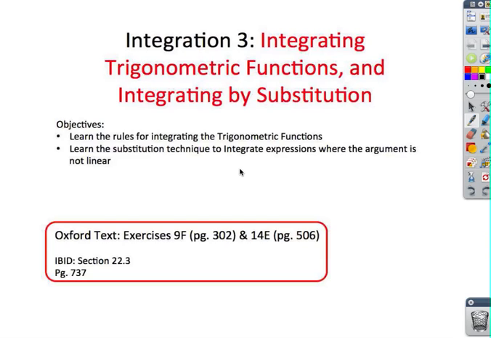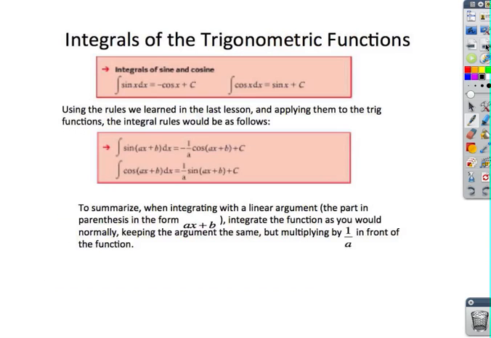Today, like I said already, we're going to learn how to integrate the trig functions, and we're going to learn a new integration technique called substitution. Alright, so first of all, the integrals of the trigonometric functions. Again, the same pattern as we've already been dealing with. It's the reverse process of differentiation.